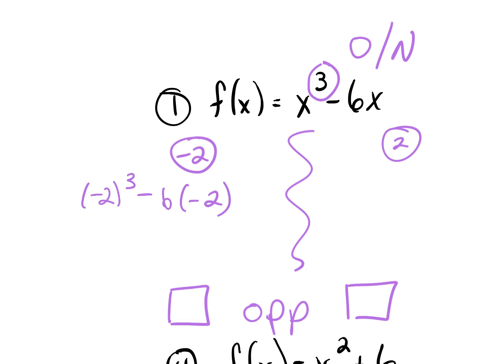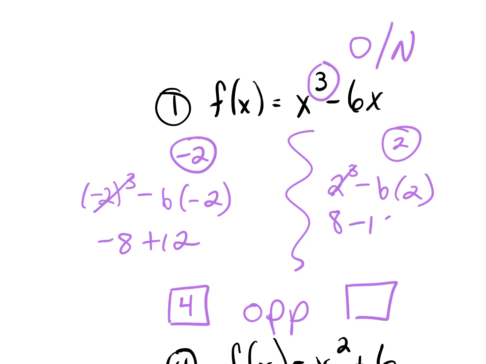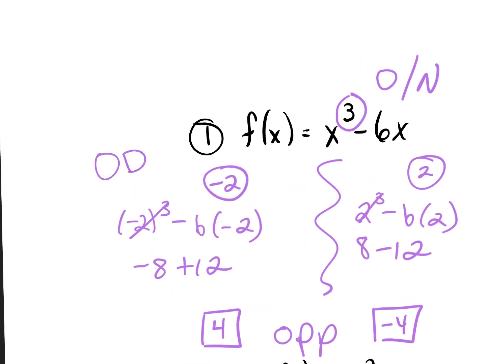So -2 cubed is -8, right? -6 times -2 is +12. -8 plus 12 is what? 4? Okay, great. So same thing over here. I'm going to say 2 cubed minus 6 times 2. Well, 2 cubed is 8. Minus 12 gives me -4. Are those two numbers exact opposites of each other? Yes, so your answer to this problem is odd.